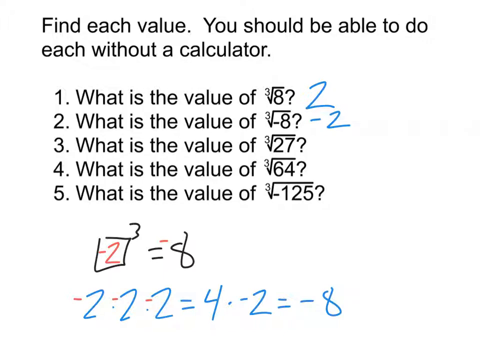Number 3, the value of the cube root of 27. Now, I did say you can do each of these without a calculator, right? So you can bet that this is just going to be a whole number. It's not going to be like some weird decimal. So let's try something. What does 3 cubed equal?